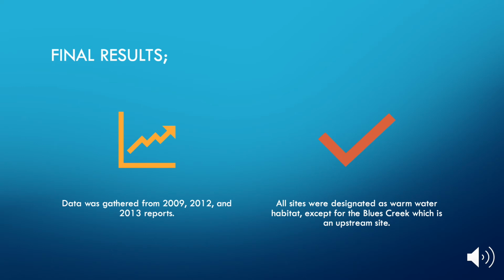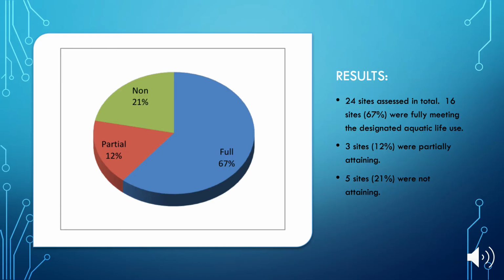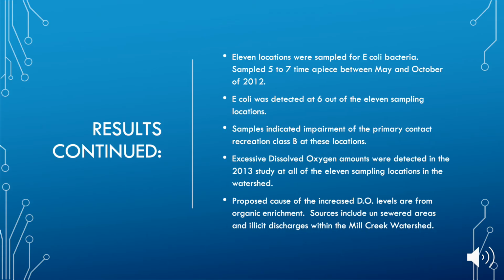So the final results from all this data were collected from the 2009, 2012, and 2013 reports. All sites were designated as warm water habitat except for Blues Creek, which is an upstream site. Results: 24 sites assessed in total. 16 sites, which is 67%, were fully meeting the designated aquatic life use. 3 sites, 12%, were partially attaining. 5 sites, 21%, were not attaining.